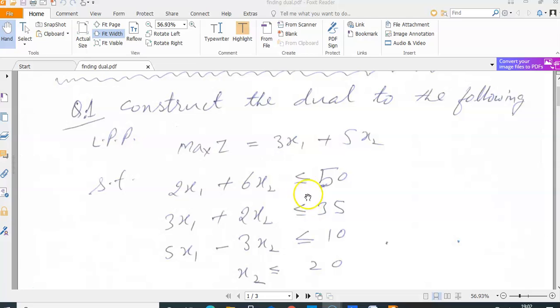This is my problem. All the constraints are less than or equal to type, and the objective function is of maximization type. As studied earlier, what will be its dual? The dual objective function will be of minimization kind. These columns will become rows. The coefficients in the objective function will be the right hand side of the dual constraints, whereas the right hand side of the primal constraints will be the coefficients of the objective function of the dual.